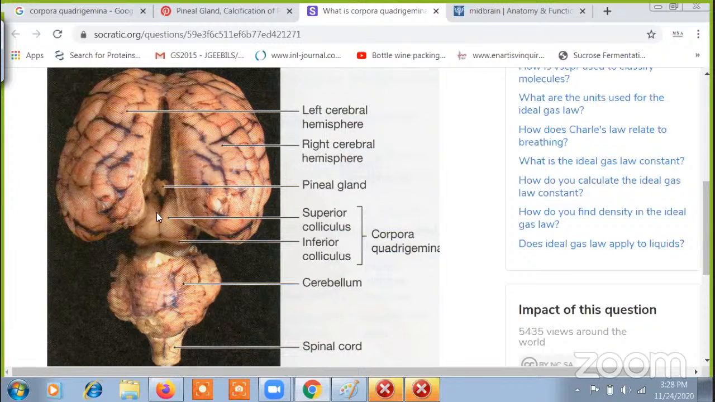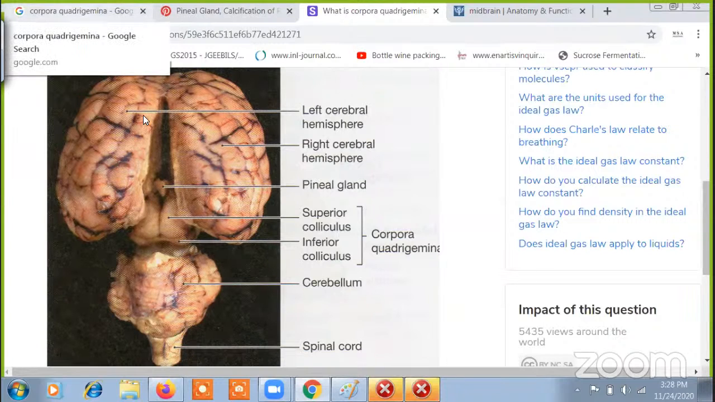I hope you have understood this. So first we have discussed that the midbrain has a dorsal region. The dorsal region of the midbrain has four elevations. These four elevations are called corpora quadrigemina. It has two superior elevations called superior colliculi, two inferior elevations called inferior colliculi, right?